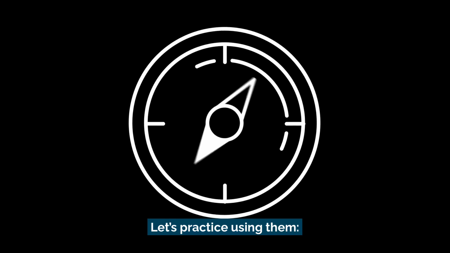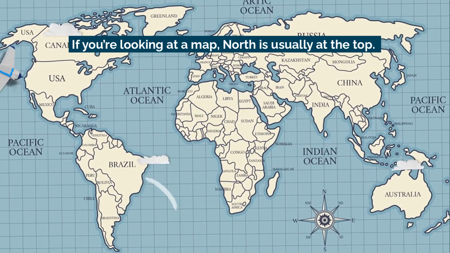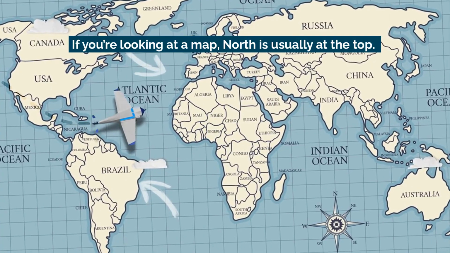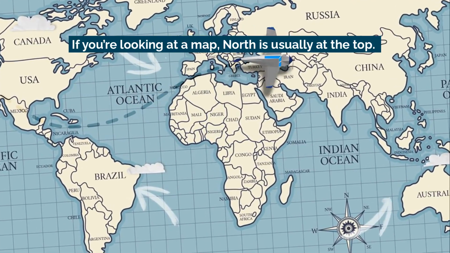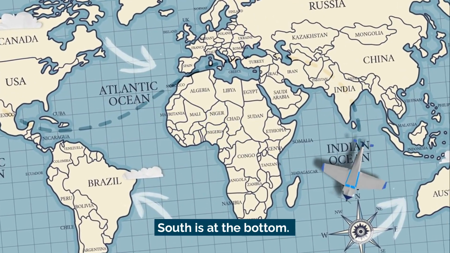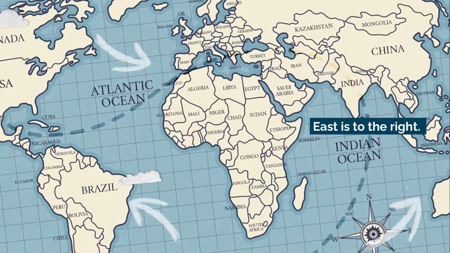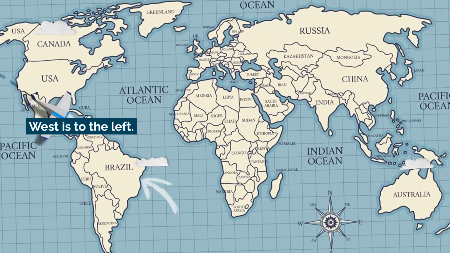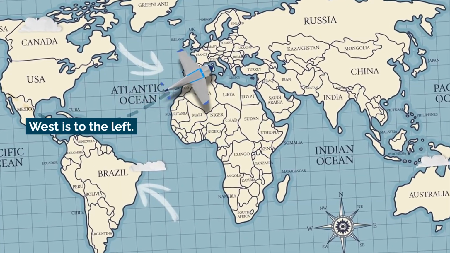Let's practice using them. If you're looking at a map, north is usually at the top. South is at the bottom. East is to the right. West is to the left.